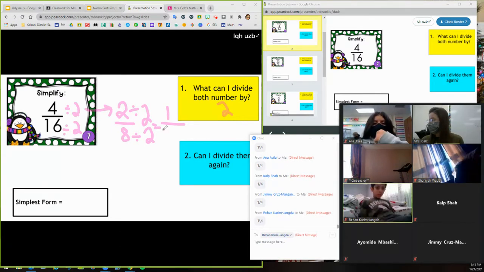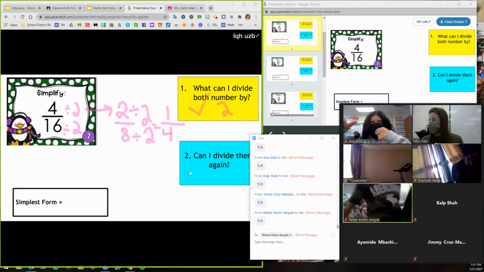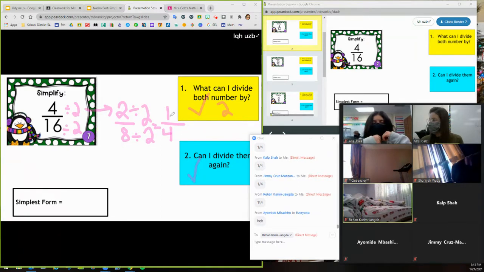Thank you, my friends. We can see this fraction reduces again to 1/4. So we divided it and we checked, can we divide it again? We can't divide anymore, my friends. Whenever you have a 1 on top, you can tell you're done. This fraction in simplest form is 1/4.